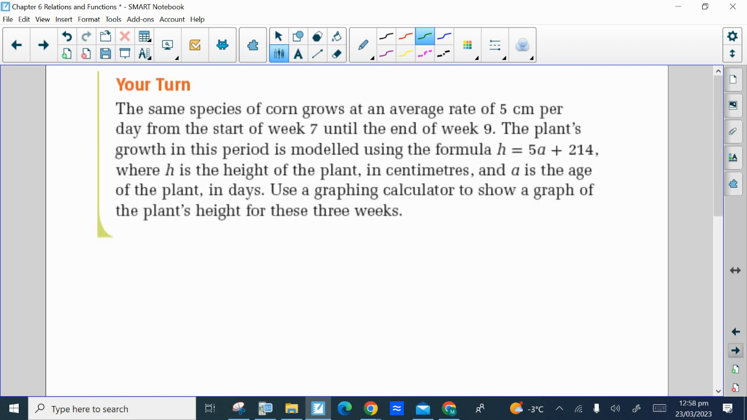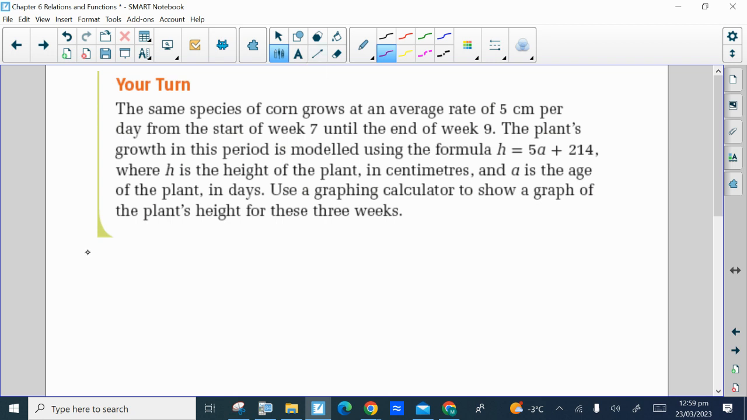The same species of corn grows at an average rate of 5 centimeters per day from the start of week 7 until the end of week 9. The plant's growth in this period is modeled using the formula h equals 5a plus 214, where h is the height of the plant in centimeters, a is the age of the plant in days. Jan, you with us? So in this case, we're going to graph this manually on our page, and then we'll use our calculator to check. All right? So we'll start with a table of values like we did before.